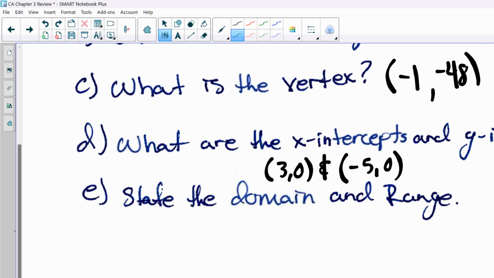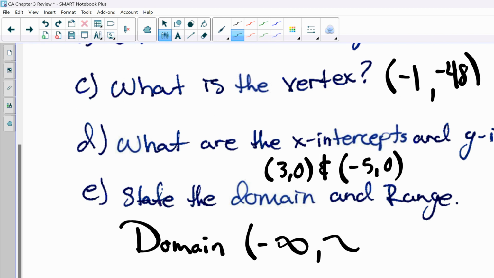Now the last part, domain and range. The domain is going to be what? All real numbers. For any higher degree polynomial function, the domain is going to be all real numbers, because radicals, even radicals, and rational expressions are the only ones we really have restrictions for.